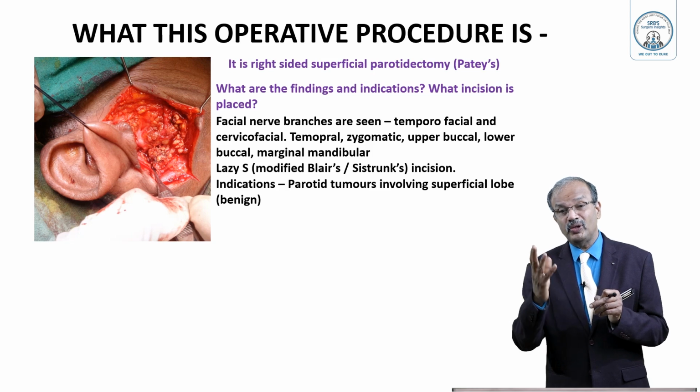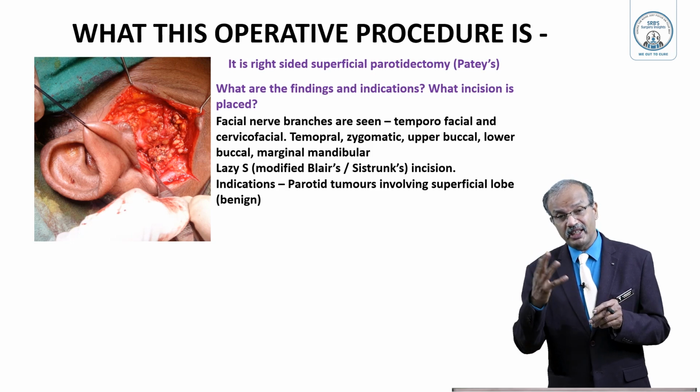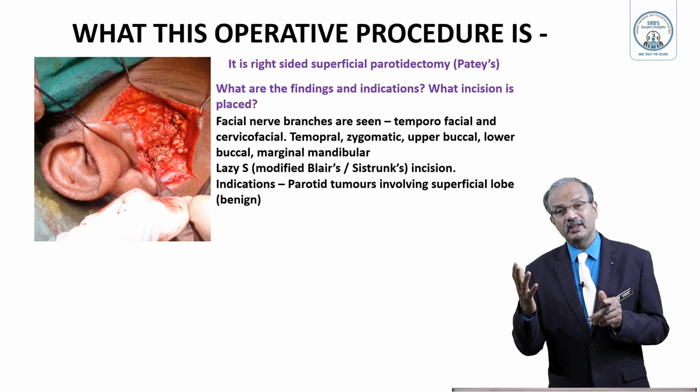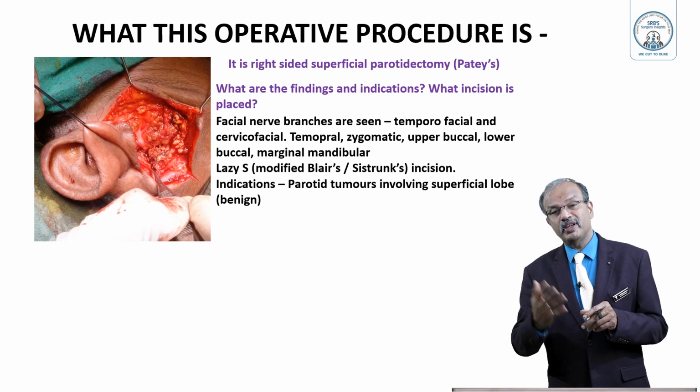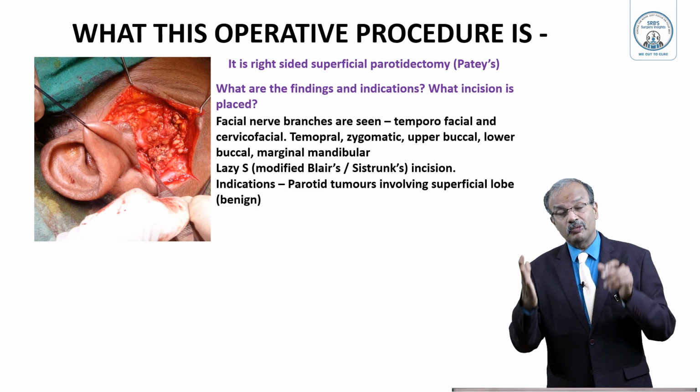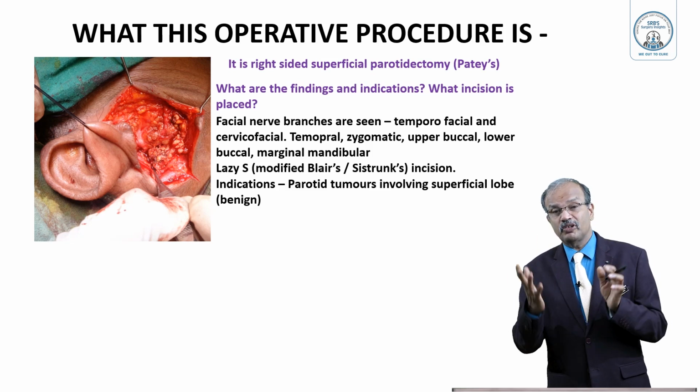Conley's tragal pointer, then styloid process, sternocleidomastoid muscle, digastric muscle, and of course in the deeper plane, once you identify the facial nerve, you will be able to identify the retromandibular vein also. That is called the faciovenous plane of Patey. So superficial parotidectomy is Patey's operation.